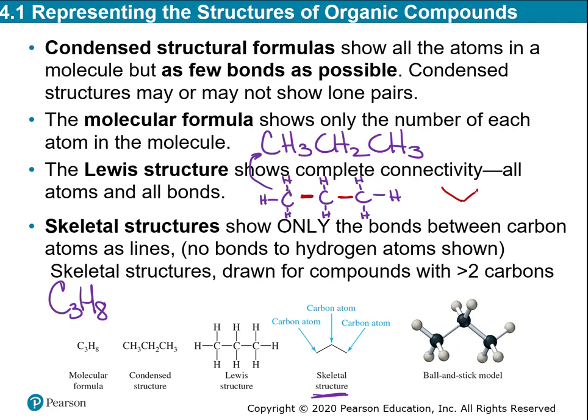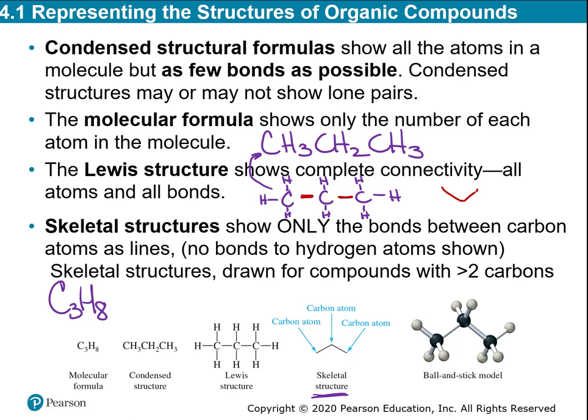Every corner and every end in a skeletal structure is a carbon. It's really nice when you have to do 10 carbons and you can just do this zigzag, because then you don't have to write CH2 and put all of that in. Instead, you can just use this zigzag pattern in order to show the number of carbons in the molecule.